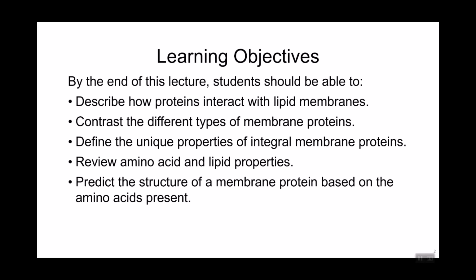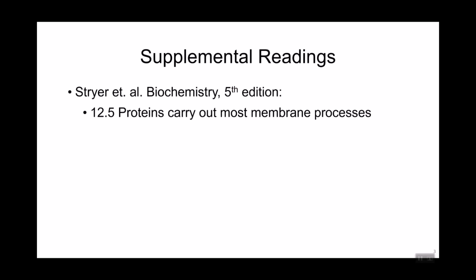And it is going to be important for you to remember all of the amino acid side chains because you can use this information to predict how a membrane protein is going to associate with the lipid bilayer. There's only one section of Stryer for this lecture, but it does have 4 subsections, but it's not too bad if you're looking for some supplemental readings.